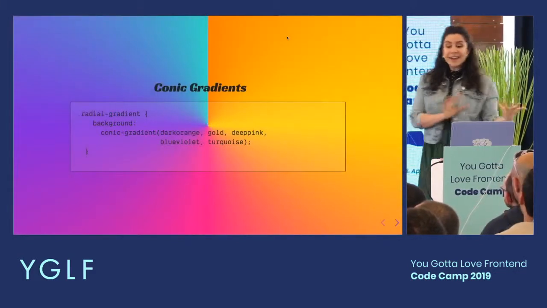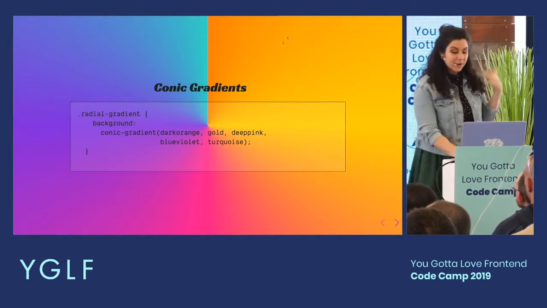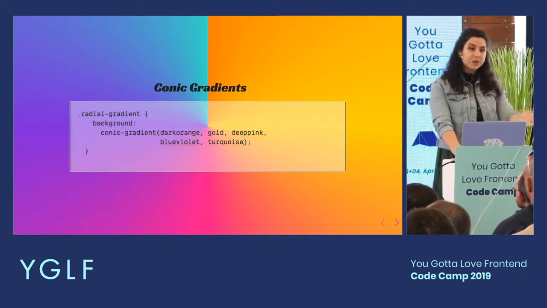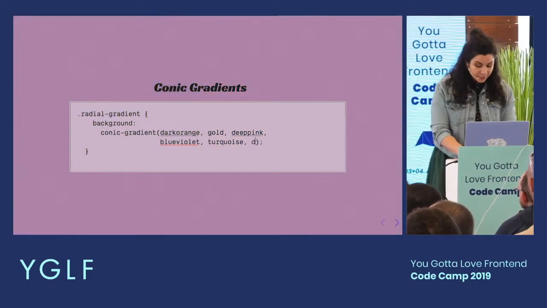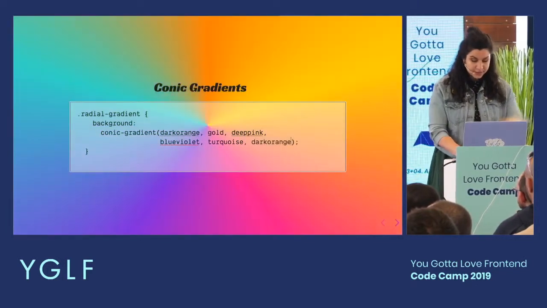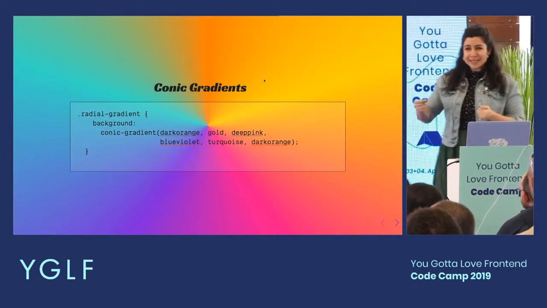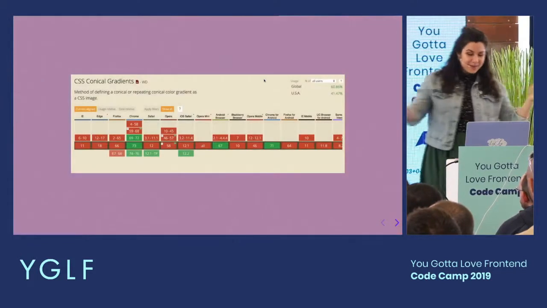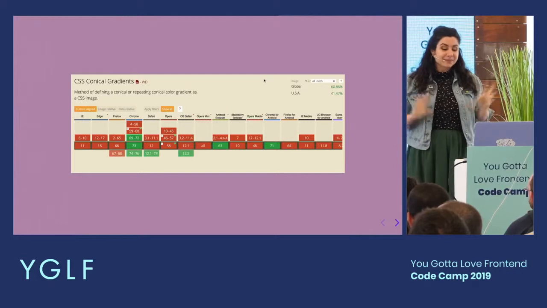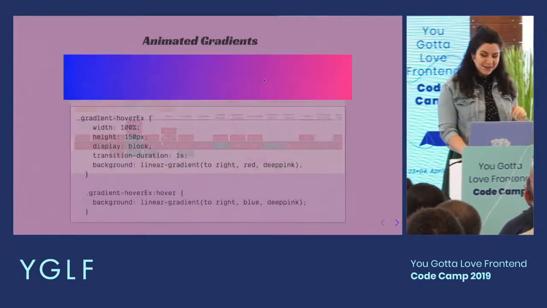Cool. Conic gradients, however, are not so well supported. Conic gradients basically allow you to start at one point and then go in a circular pattern instead of a radial pattern or a linear pattern. If you want this to be a full circle, I can just continuously put dark orange at the beginning and end. This just recently got supported by one browser, and that's Chrome, but nobody else really supports conic gradients. This is something that you can polyfill, and you can also polyfill it with Houdini.